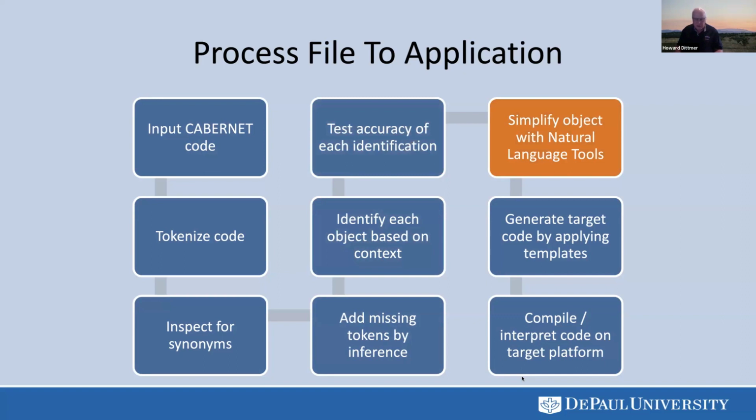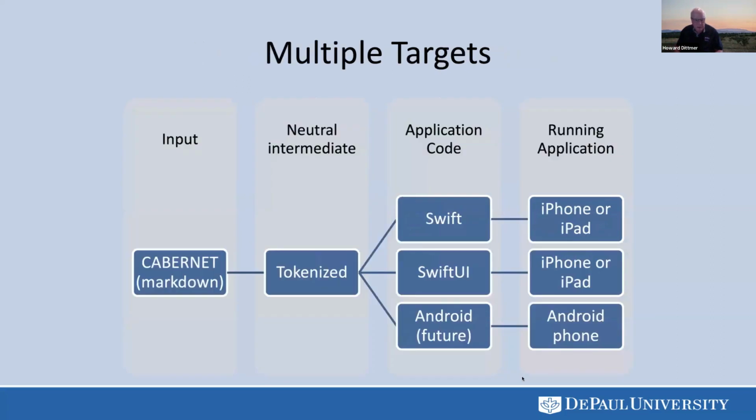Then we simplify it using natural language tools, generate target code. So if you take a Cabernet-based input, you then convert it into a Swift program, which is then compiled and run on the target platform. And a given Cabernet input can be targeted at a variety of end applications. So take Cabernet, we tokenize it, but then we can convert it to SwiftUI, Swift, or Android, and then run it on the end target.